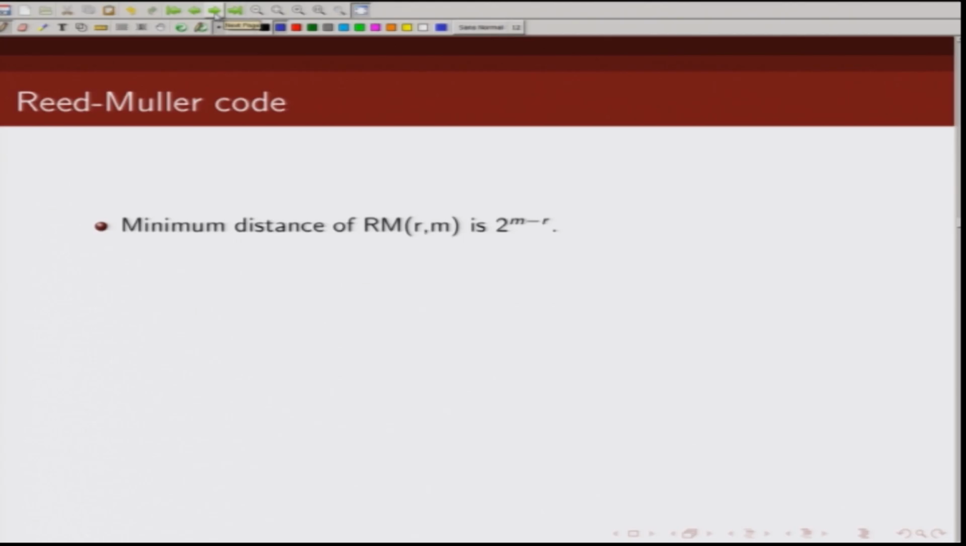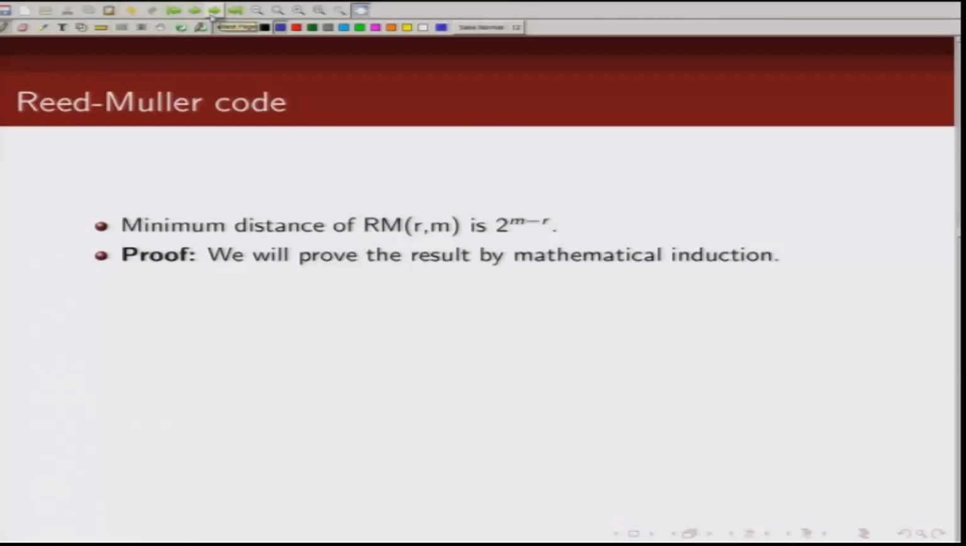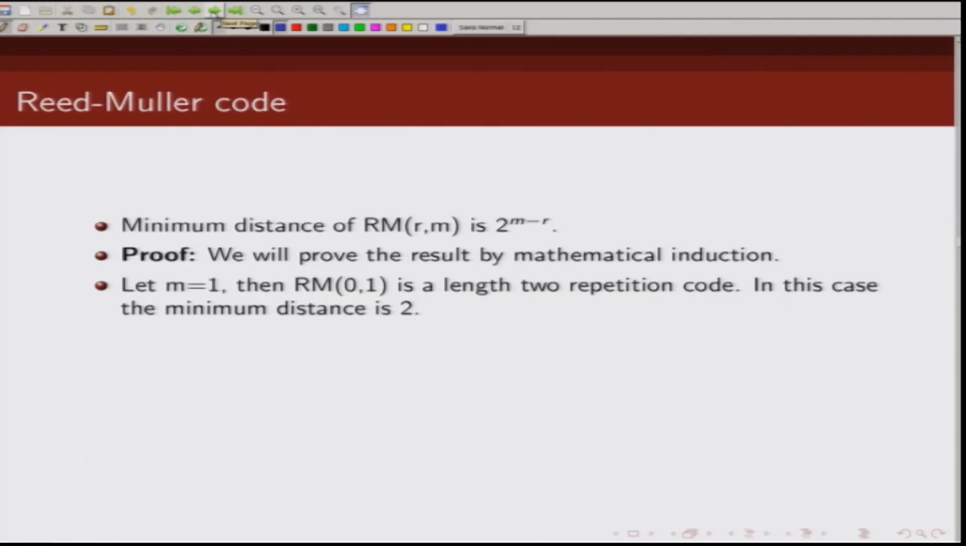So, let us prove some of the properties of Reed-Muller code. The first property that we are going to prove is that the minimum distance of the Reed-Muller code is 2^(m-r). We are going to prove this result using mathematical induction. So, how does this work? First, we assume m to be 1, and let us check whether this minimum distance holds for m equal to 1. For m equal to 1, let us consider two scenarios, one where r is 0 and in the second case r is 1.